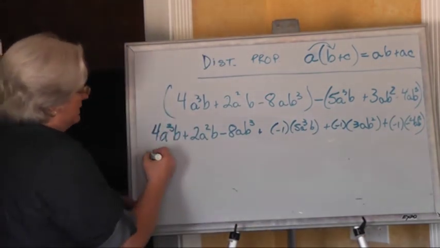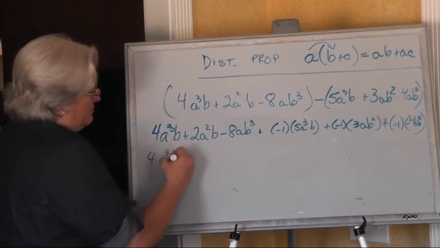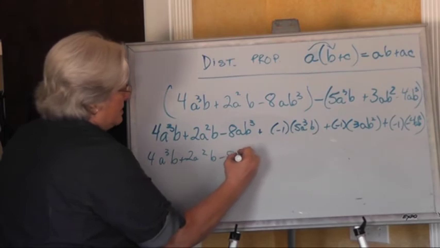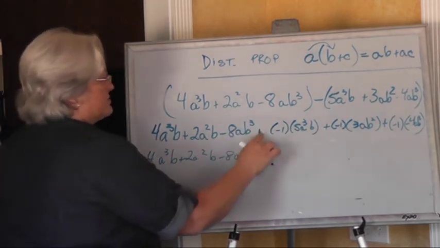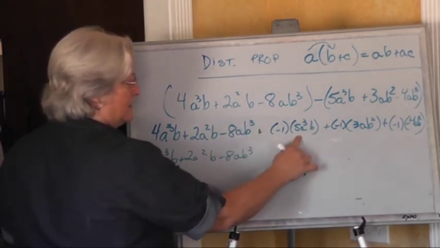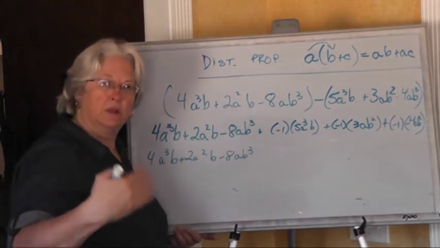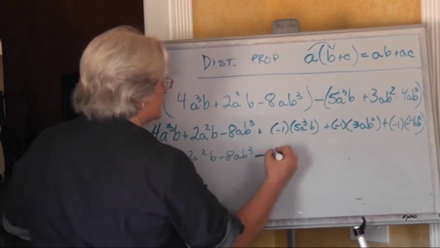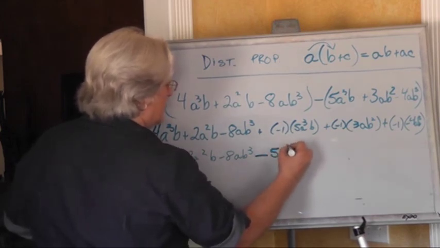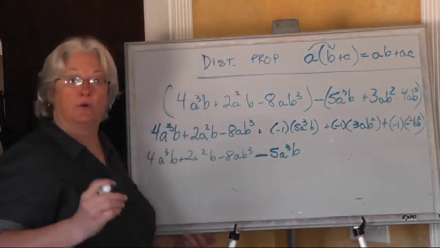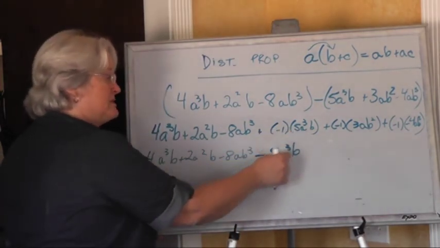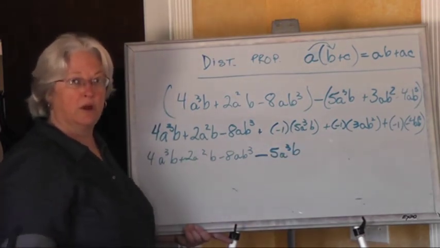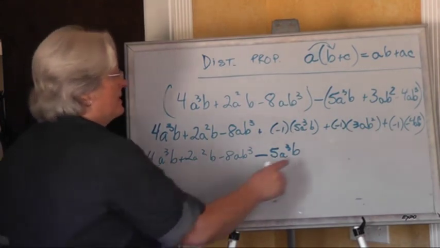Now let's do our multiplication again. 4a cubed b plus 2a squared b minus 8ab cubed plus what? Plus a negative. To say plus a negative number is the same as subtraction, so I'm going to change that to a minus 5a cubed b. I hope you're all very comfortable with going from this step to here. If you're not, consider it, chew on it, practice it. If you're stuck, call me.